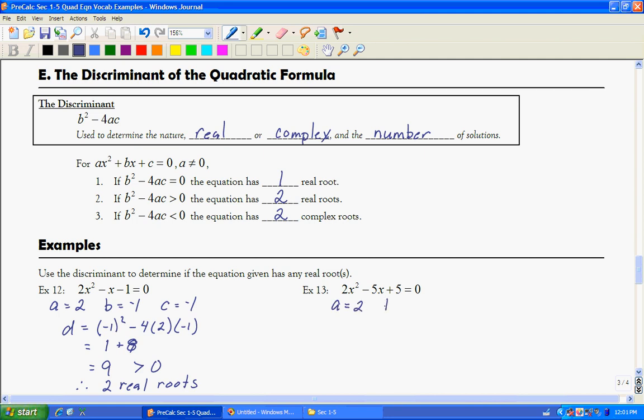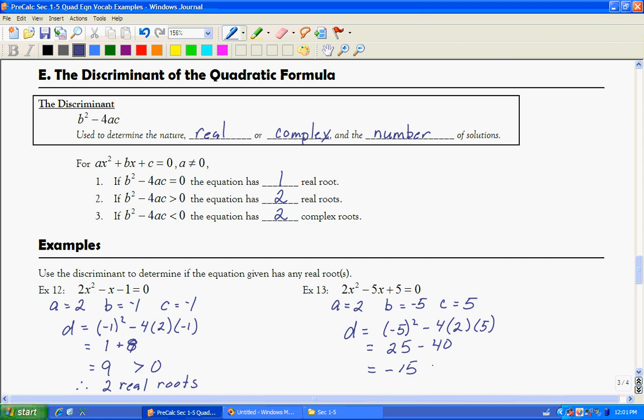Next example, again, it's already in standard form. A is 2, B is -5, and C is +5. So we calculate our discriminant. We're going to have -5 squared minus 4 times 2 times 5. So we have 25 minus 40, which gives us a discriminant of -15.